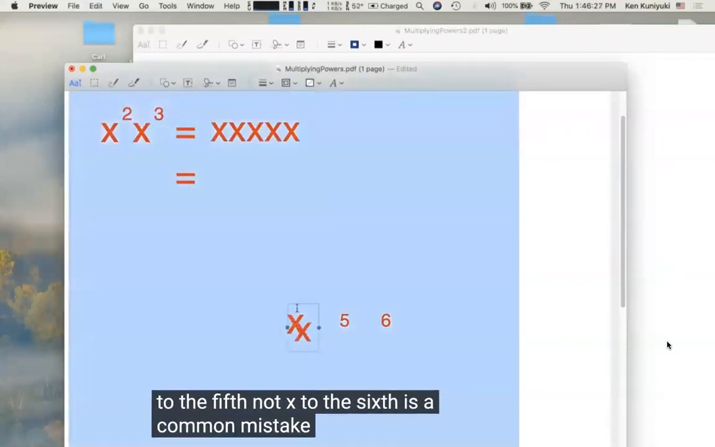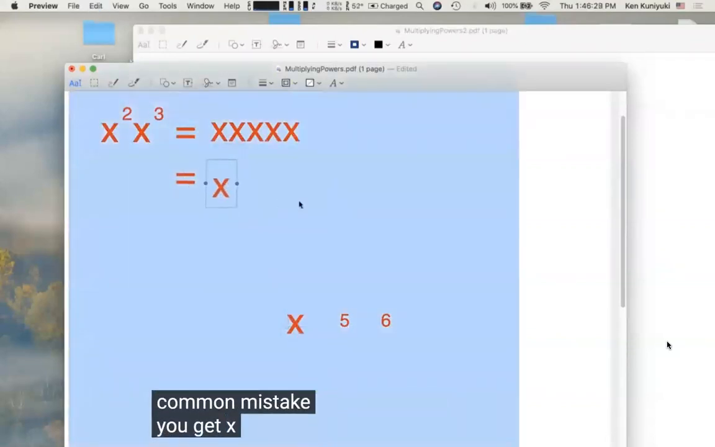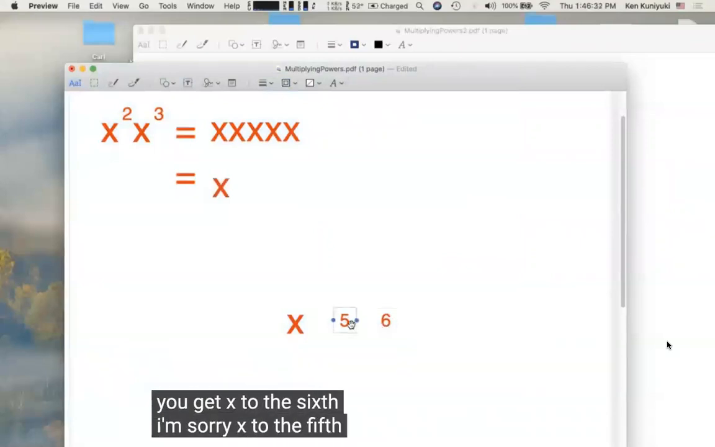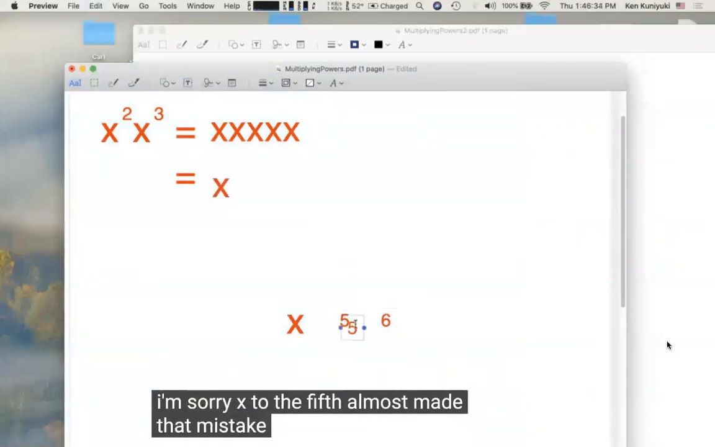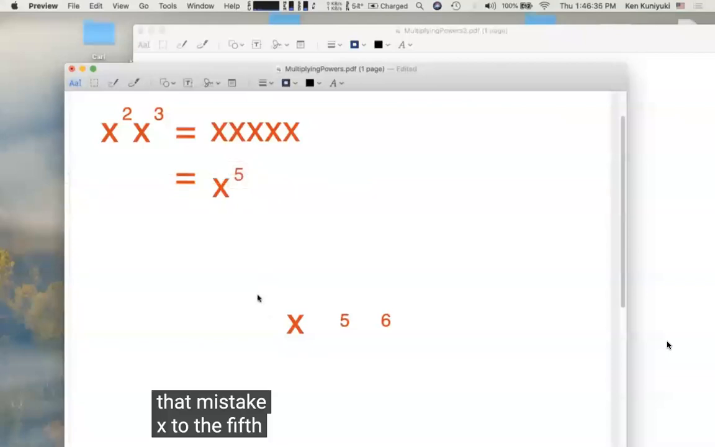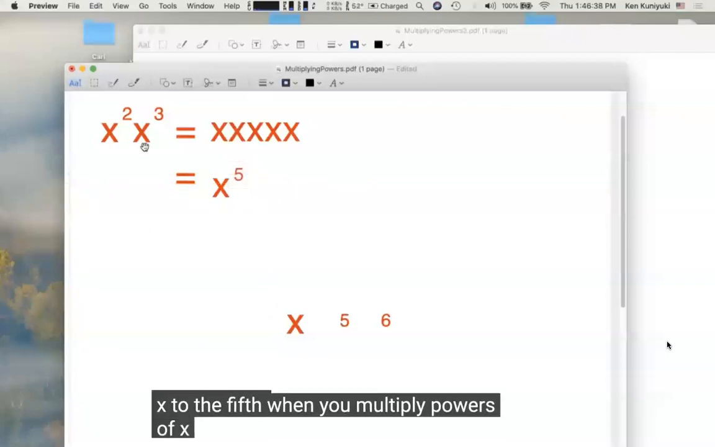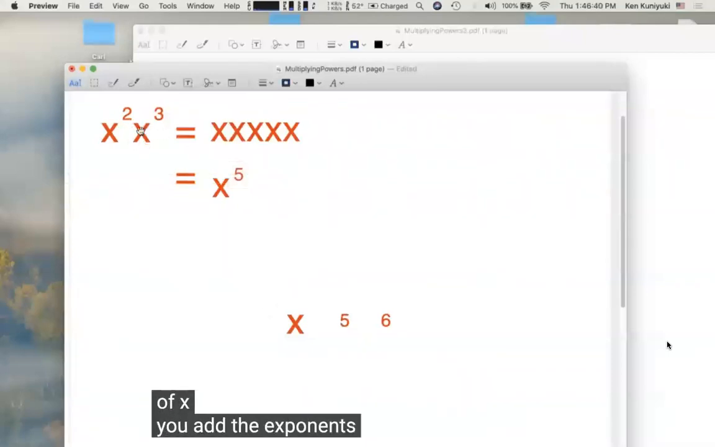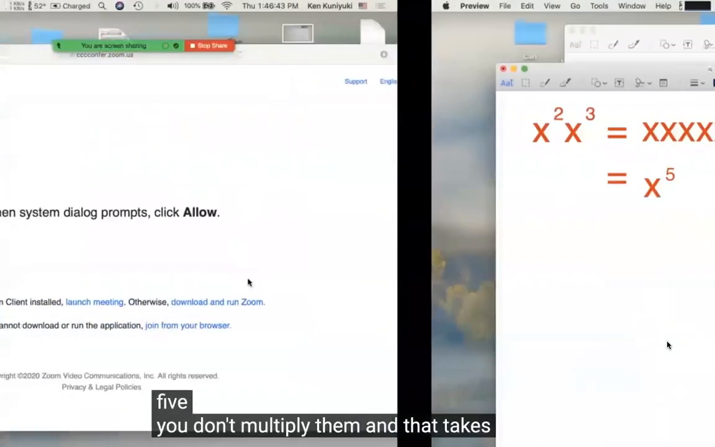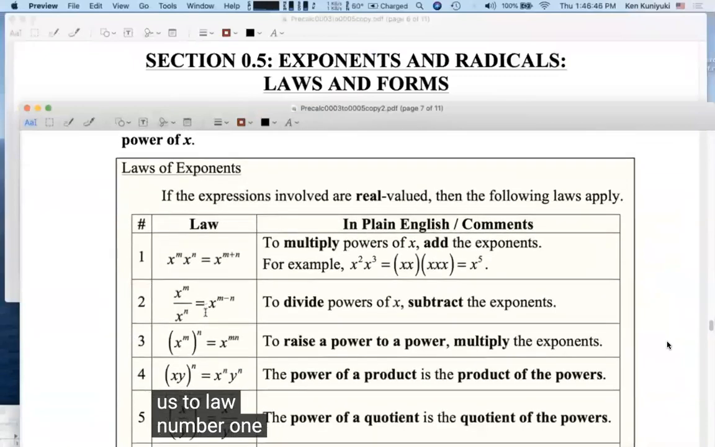It's a common mistake. You get x to the sixth. Sorry, x to the fifth. Almost made that mistake. X to the fifth. When you multiply powers of x, you add the exponents. 2 plus 3 is 5. You don't multiply them. And that takes us to law number 1.